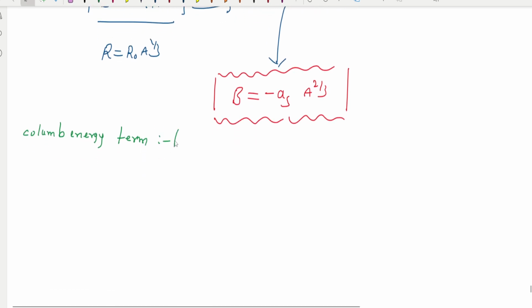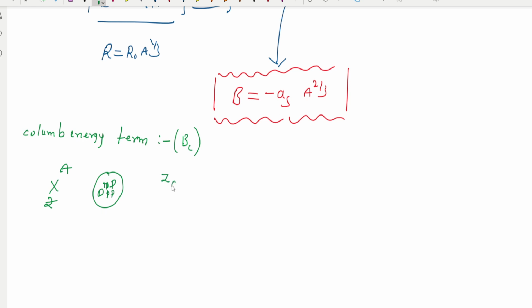So Coulomb energy, which we denoted B suffix C, right? We know the nucleus X with mass number A and atomic number Z. The number of neutrons plus protons are there, and the number of protons is Z. So if you want to know the number of proton pairs, I can write it like this: Z into Z minus 1 divided by 2.